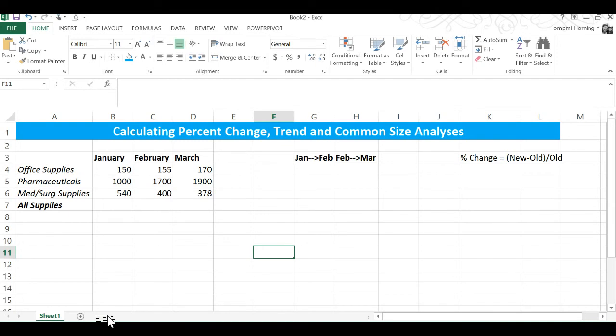So I'm going to use a very basic example to illustrate how conceptually you would interpret this data, as well as mechanically how you would perform these actions in Excel. So you'll see my spreadsheet here contains 1 quarter's worth of data, the first quarter, January through March, for some organization, and it includes some GL expense lines of office supplies, pharmaceuticals, and med-surg supplies. Clearly, this is a very simplified example. And you can see the various dollar amounts that are associated with each of those 3 categories for each of the 3 months.